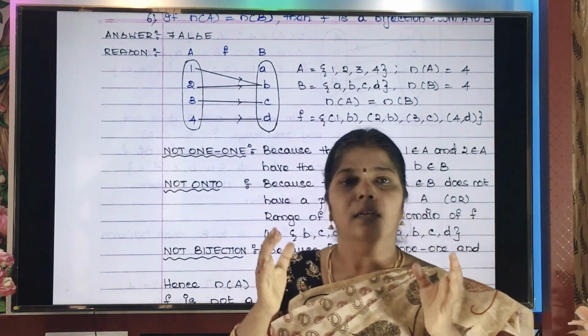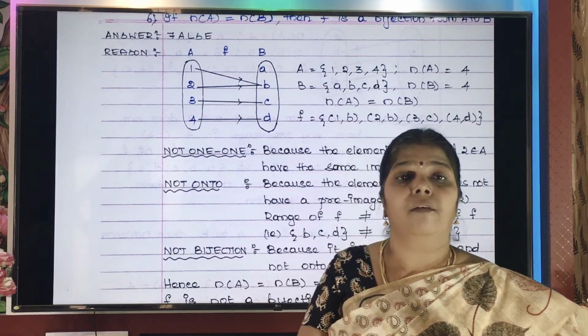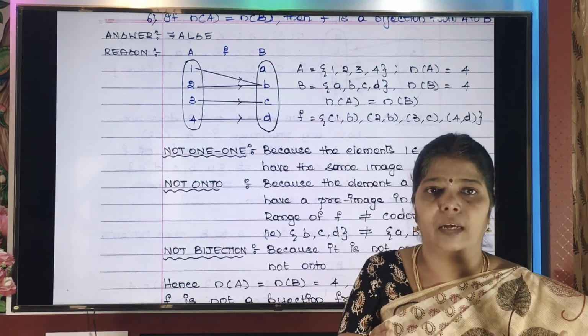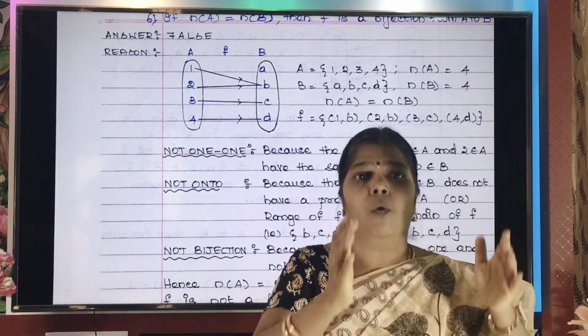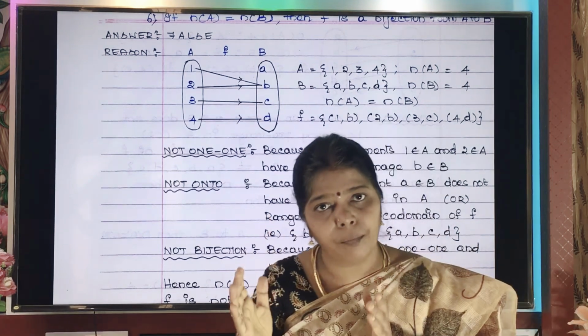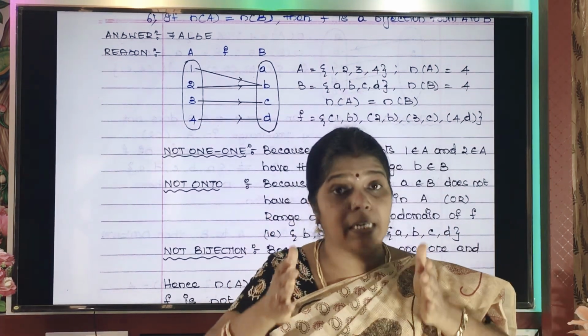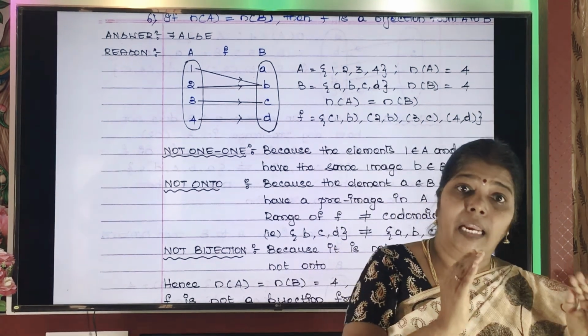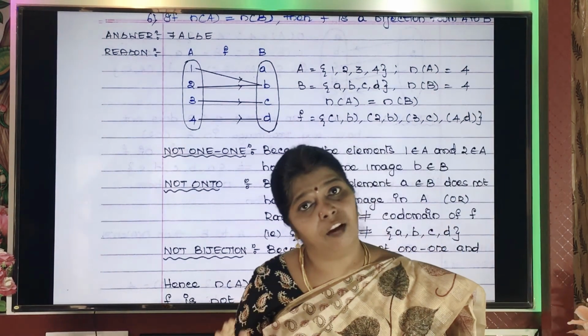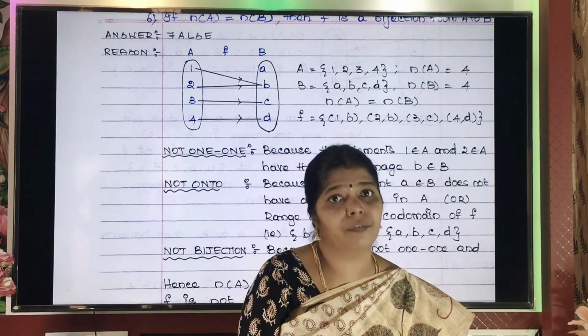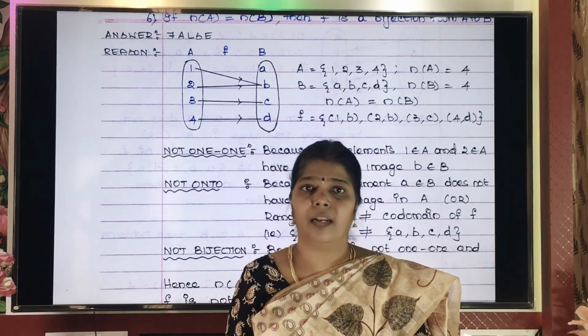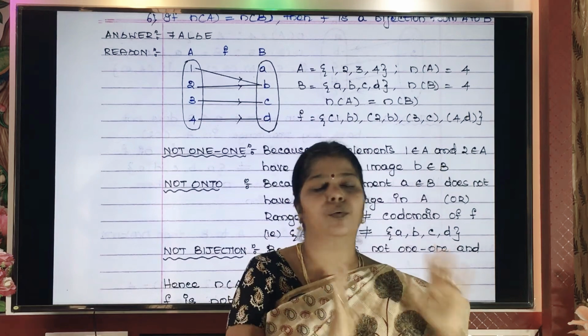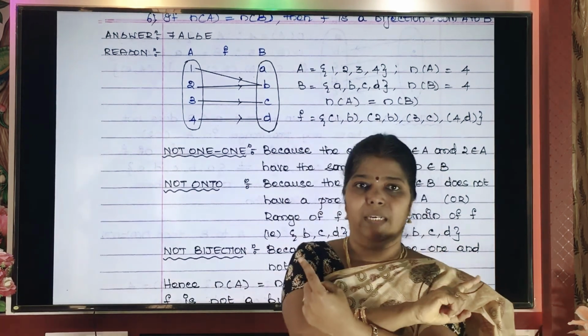Children, please try to understand. When a function is bijection, that is, a function which is one-to-one and onto, if it is bijection, then you will have n of A is equal to n of B. Cardinal number of A set will be equal to cardinal number of B set. That is true.